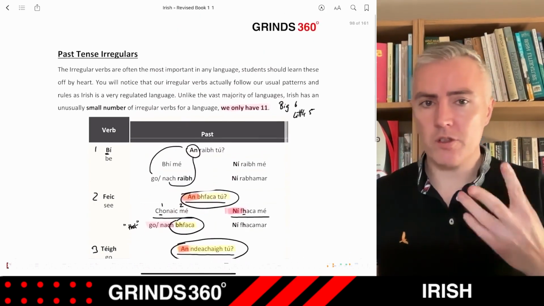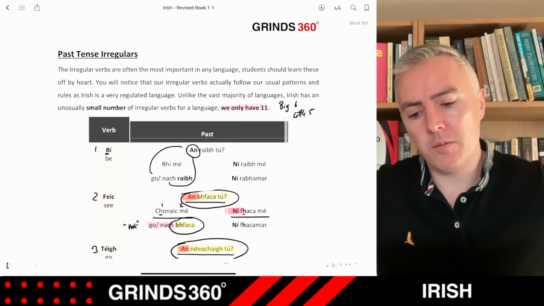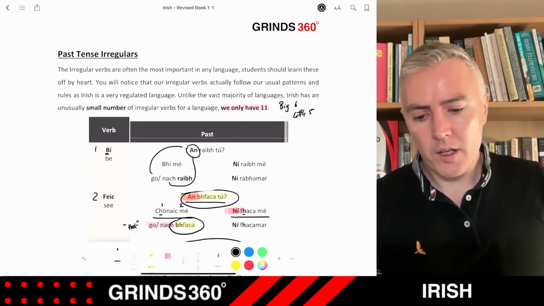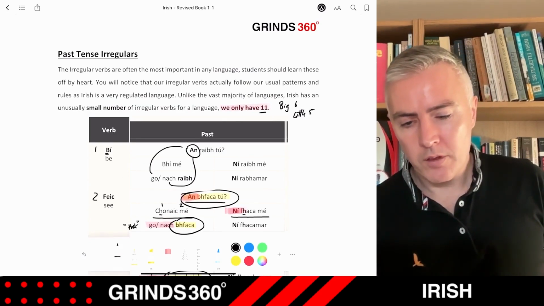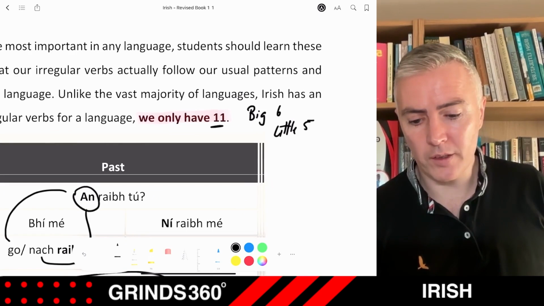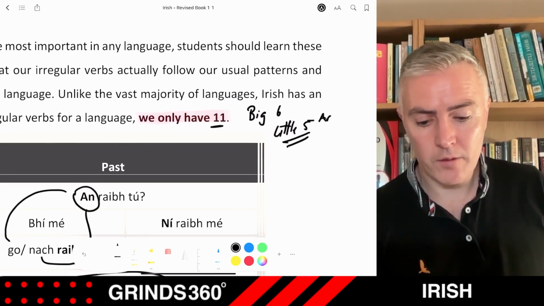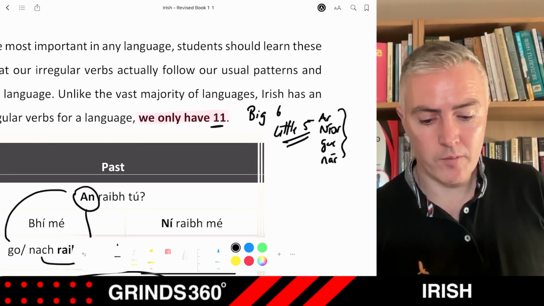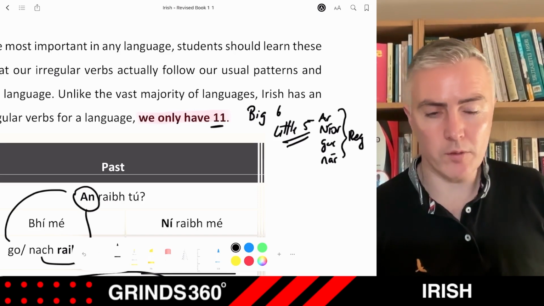Yes, I know teachers are screaming at me, Michal, you have to teach 11 irregular verbs. Kind of, not really. Because our actual 11 irregular verbs, if we look for logic and pattern in our language, we can actually find that 5 of them use "níor", "gur" and "nár", and they follow the exact same rules as regular verbs.